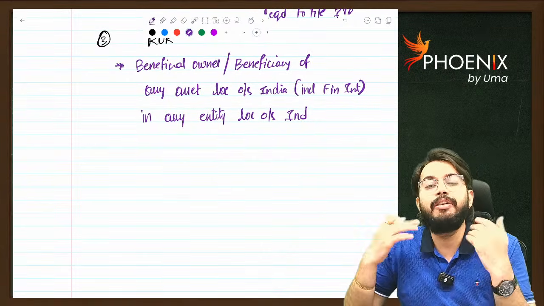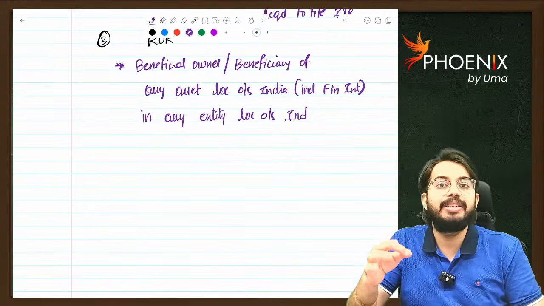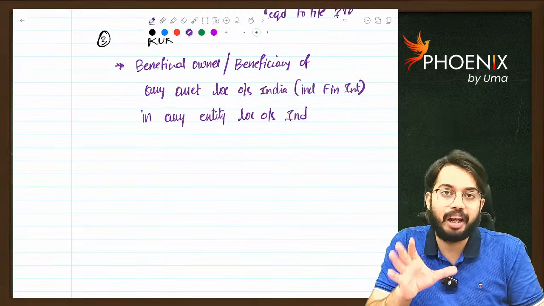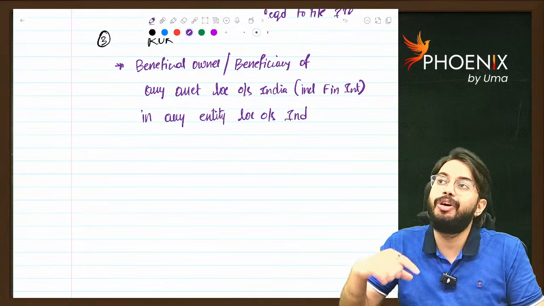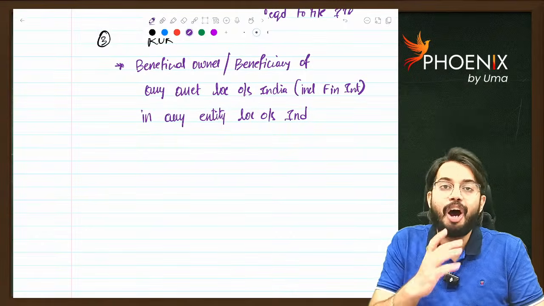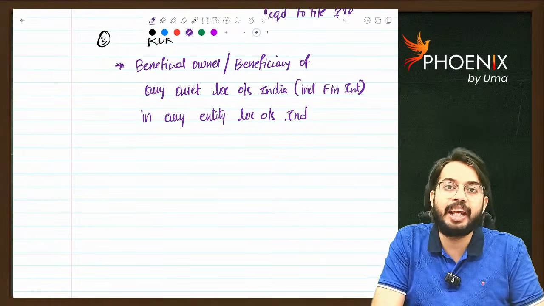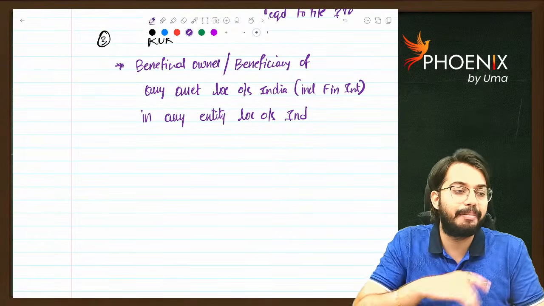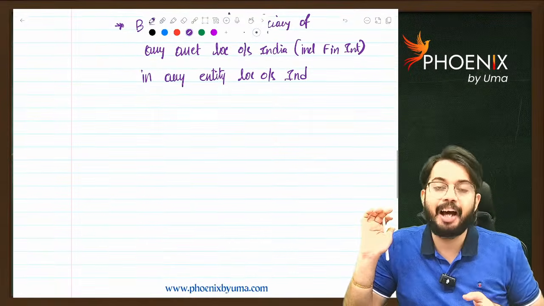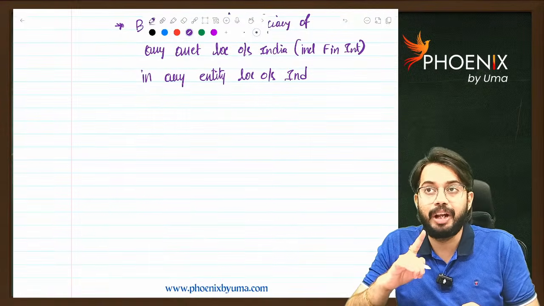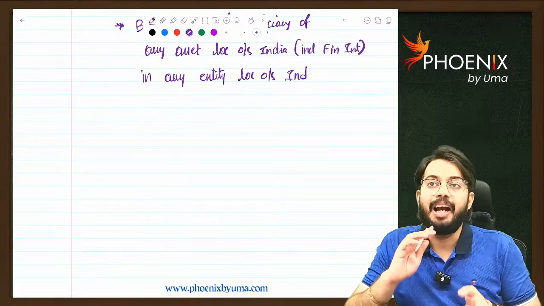So irrespective of total income, if any person who is resident and ordinarily resident is beneficial owner of any asset located outside India, or if he is having financial interest in any entity located outside India, then they are mandatorily required to file ITR. Are you able to understand? Not only beneficial owner, beneficiary is also required to file ITR.